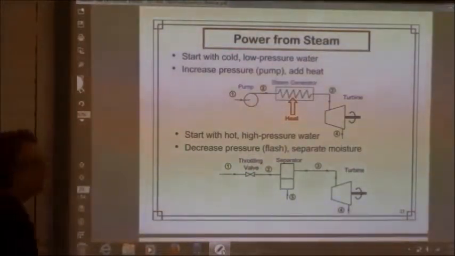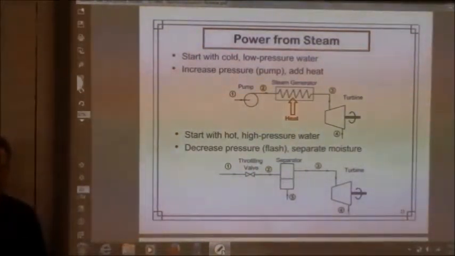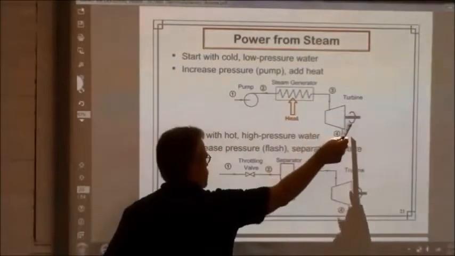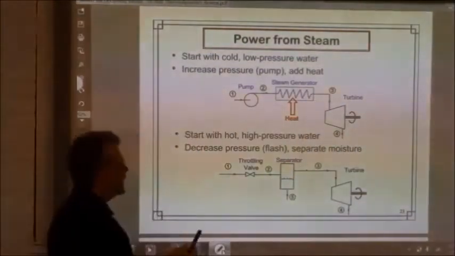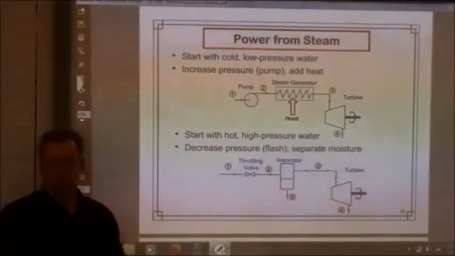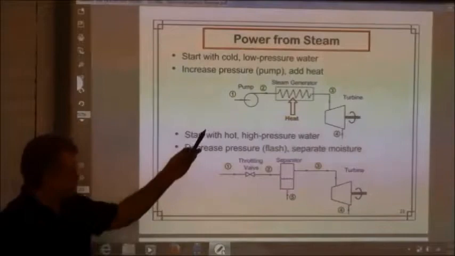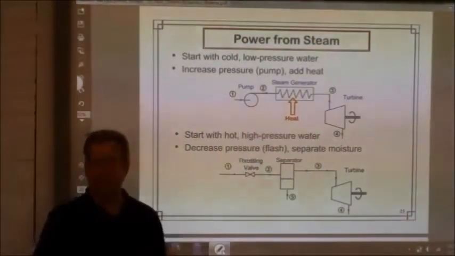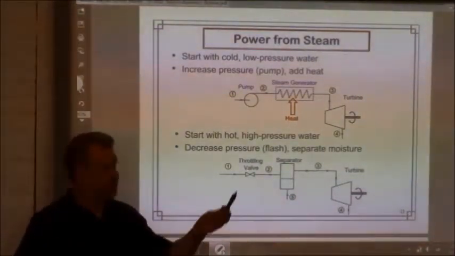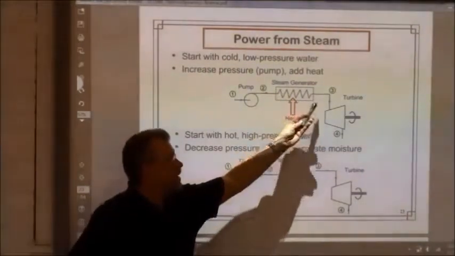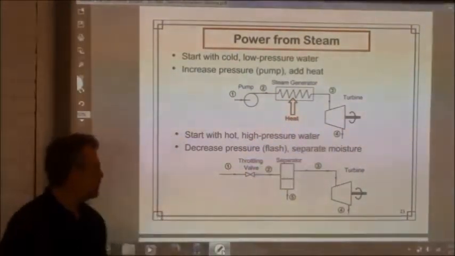So you can get power from steam by generating steam 2 different ways. Now, when you're getting power from steam, what you're doing is you're expanding steam through a turbine, but you can get the steam 2 different ways. One way is to start with cold, low pressure water and add heat. So this would be in a conventional boiler where the heat would come through burning some fuel. Okay, so this is the thermodynamics of energy conversion when you're burning a fuel to add heat and then expanding the steam through a turbine.